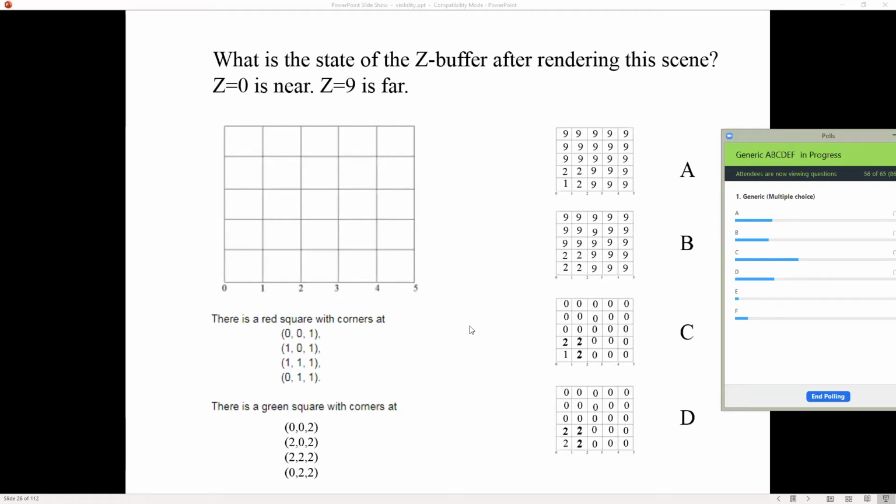So if we start with 0 in the Z buffer, and then we go and render our red square, and this is from 0,0, 1,0, 1,1, 0,1, so it's going to be around this region. We're going to write a number into this box, and we're going to test depth 1. Our test is going to say, is 1 closer than 0? No, 1's further than 0, so don't write.